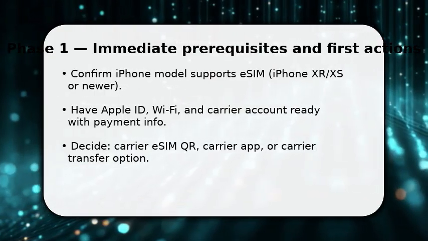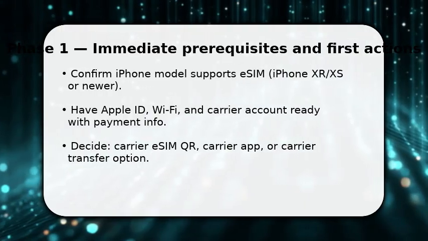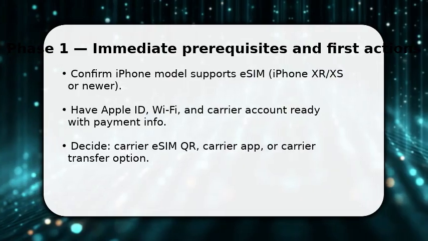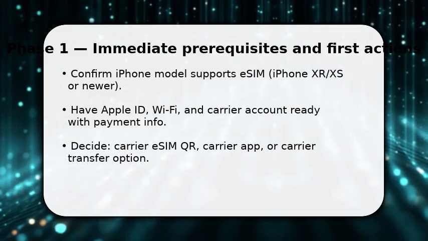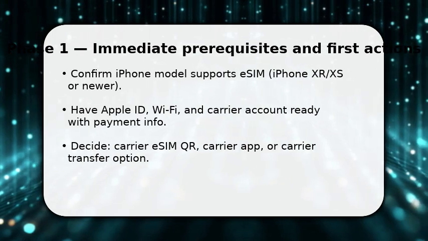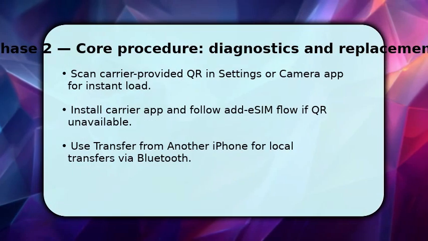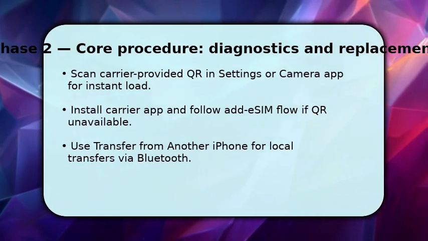Next, choose the activation path: a carrier eSIM QR code, the carrier's app, or carrier-to-carrier transfer. Start with the quickest. Scan a QR or open Settings, Cellular, Add Cellular Plan, because that initiates provisioning immediately. Once you've chosen a path, follow its exact steps.